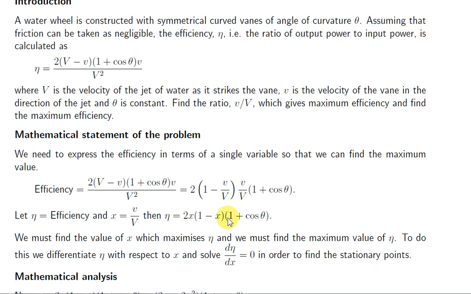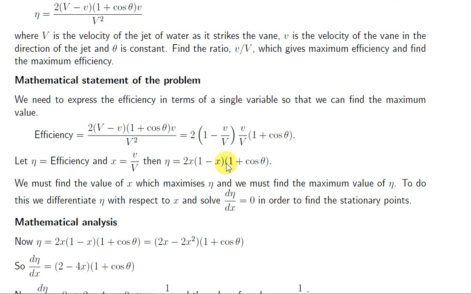So we want to find a value of x that maximizes eta. So we want a stationary value of this function. So we want to solve the equation d eta dx equals 0. So we want a value of x that gives a stationary point for this function.